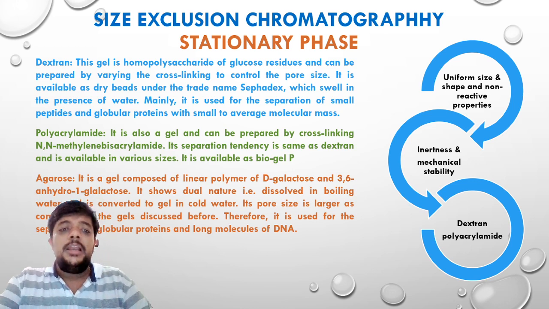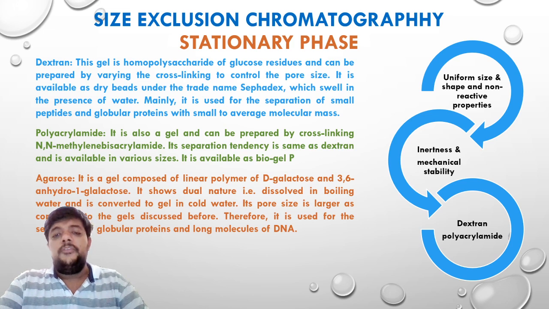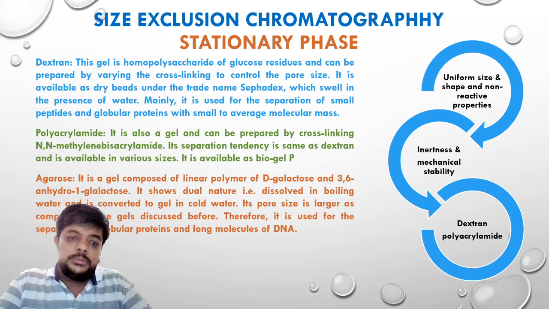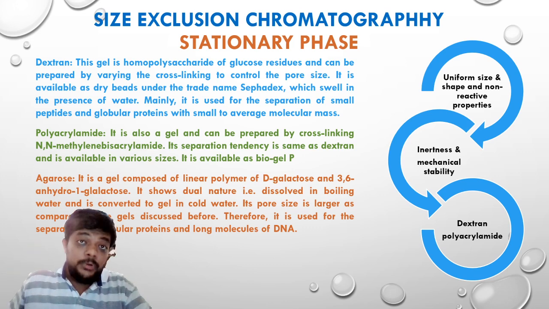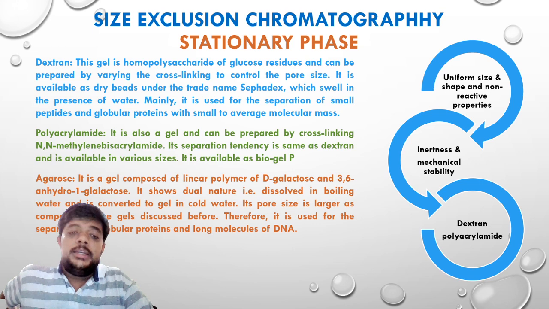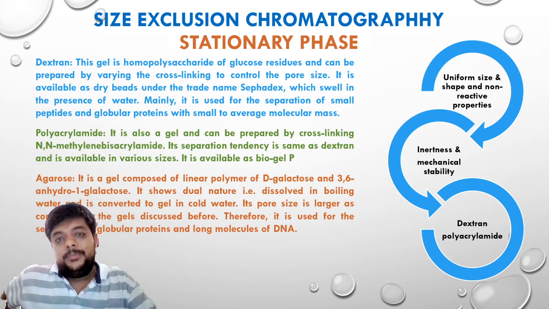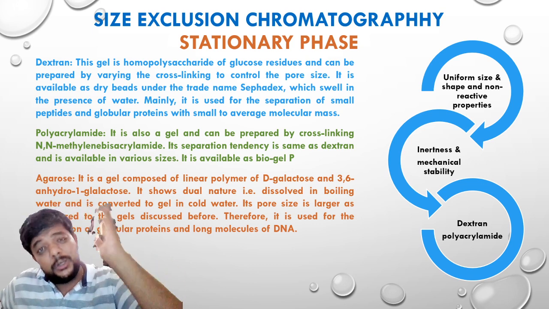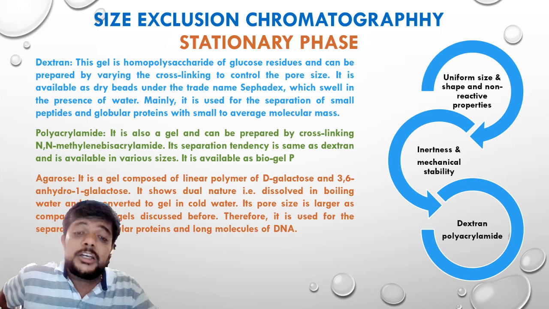Agarose is a gel compound, a linear polymer of D-galactose and 3,6-anhydro-L-galactose. It shows a dual nature. What does it mean? It is dissolved in boiling water and is converted to gel in cold water. So when you have boiling water, it becomes a solution, but when you have cold water, it becomes a gel.